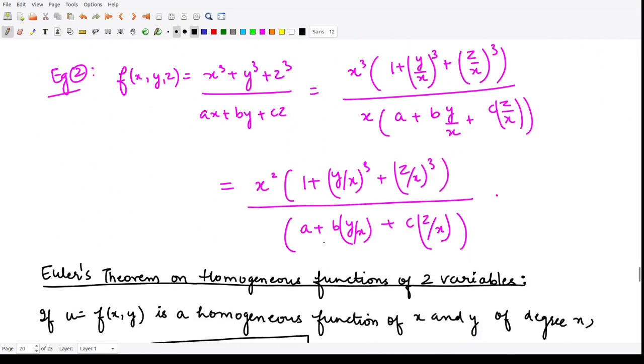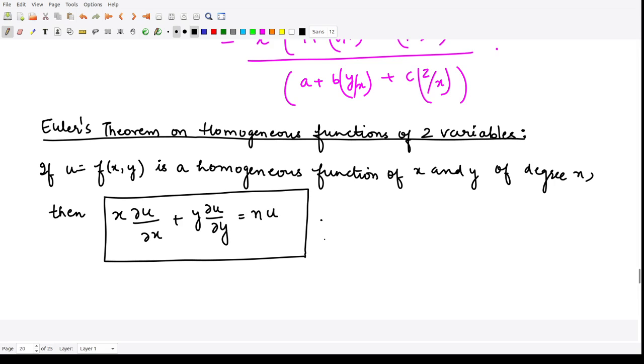And thereafter we saw Euler's theorem on homogeneous functions of two variables. It states that whenever you have a function u is equal to f of x y, which is a homogeneous function having degree n, that means u is of this form, x to the power n into some other function of the variable y divided by x. So for that we have this theorem given by Euler.